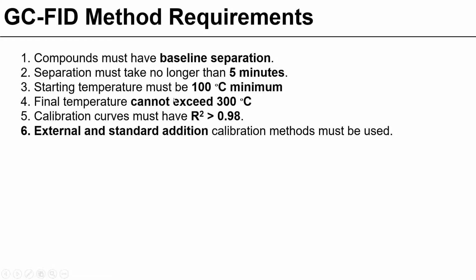To protect the GC column, we want you to start at 100 degrees C minimum. You can go higher than that if you want, but you cannot go higher than 300 degrees C or we will start to degrade the stationary phase on the column. Once you've got your calibration curves, we want to see an R squared greater than 0.98. And you have to perform both the external and standard addition calibrations.